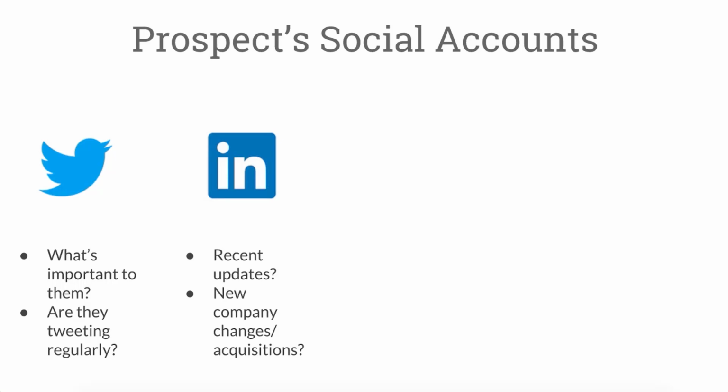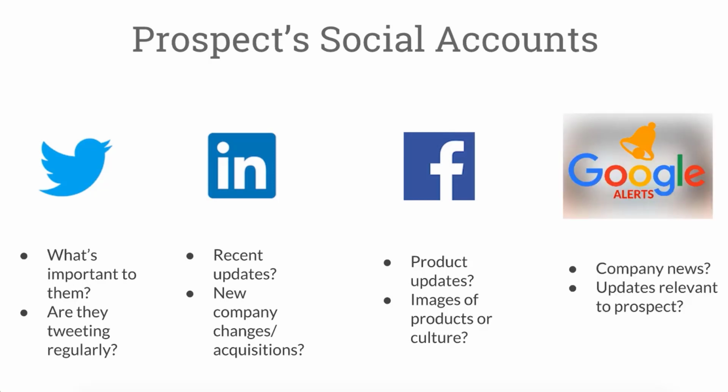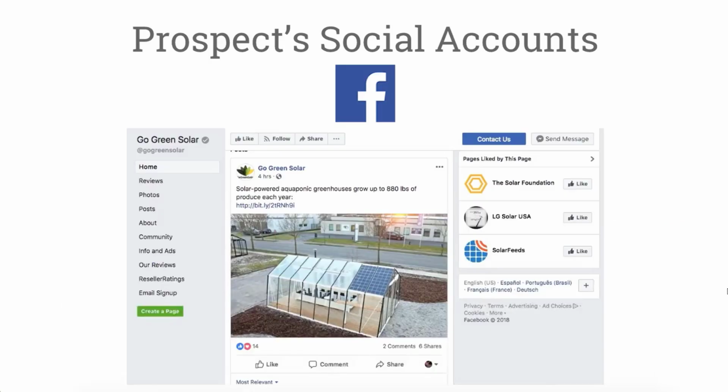Take a look at their LinkedIn page. Look for events on the company's recent updates and see if there's been any company changes or acquisitions. You can also take a look at their Facebook page and look for product or service updates that they're announcing. You may also find images of their products or of their company culture, which will clue you into a few things as well. And you can set up Google Alerts so that you can get updates that are relevant to both your prospects and your prospects' industries.